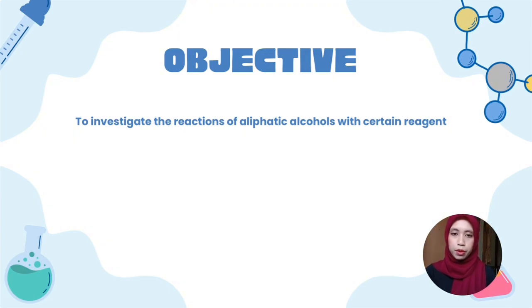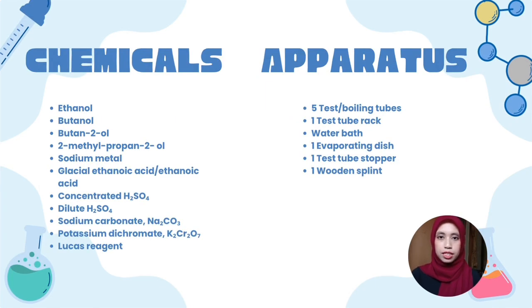The purpose of this experiment is to investigate the reactions of aliphatic alcohols with certain reagents. Specifically, we carry out 4 tests. The first one, reaction with sodium metal, esterification, oxidation using potassium dichromate, and the Lucas test to identify alcohol types. This is all the chemicals and apparatus that we use in our experiment.